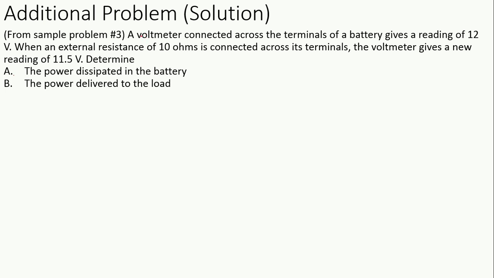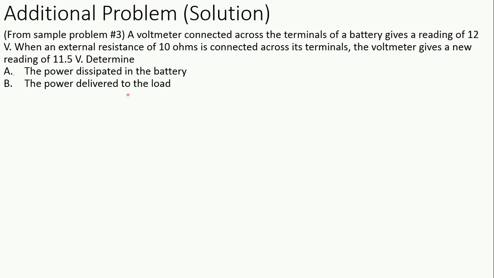A voltmeter connected across the terminals of a battery gives a reading of 12 volts. However, when an external resistance of 10 ohms is connected across its terminals, the voltmeter gives a new reading of 11.5 volts. Determine letter A, the power dissipated in the battery, and letter B, the power delivered to the load.